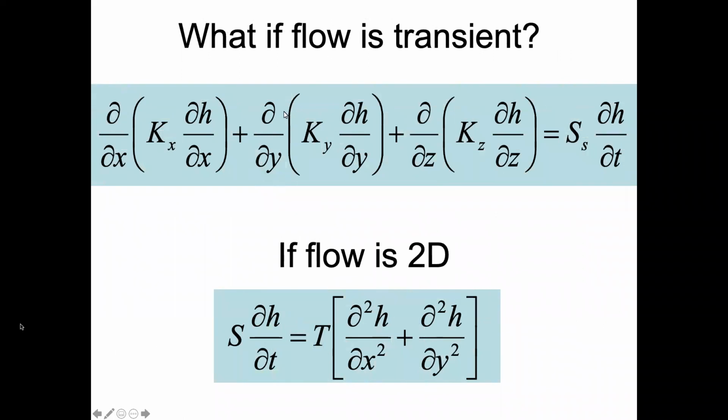So if we go back, we can begin to think about, okay, what is our specific storage in our system? We can multiply that by our thickness, and we can begin to bring in this idea of a transient groundwater system.